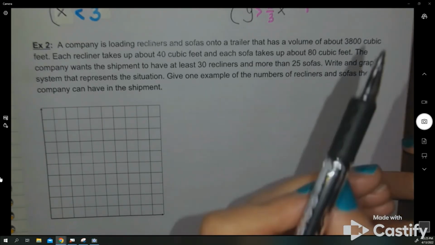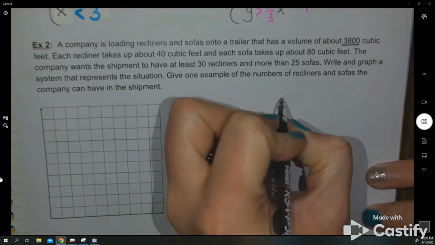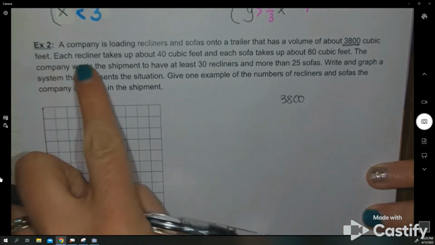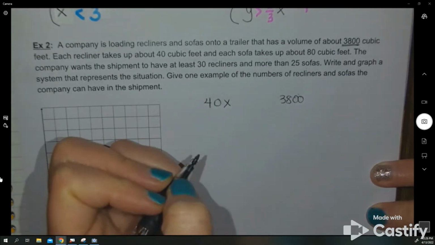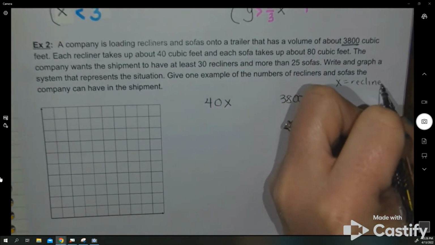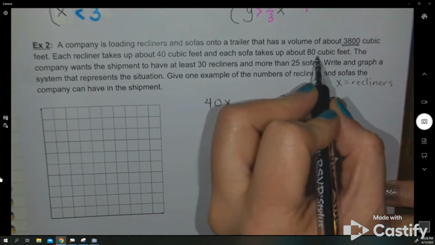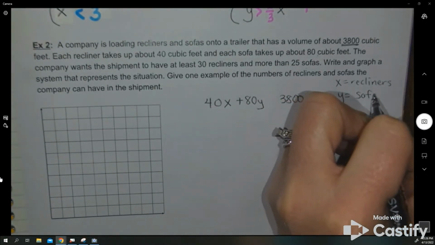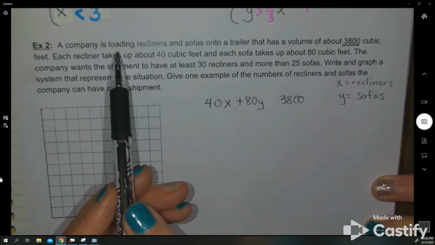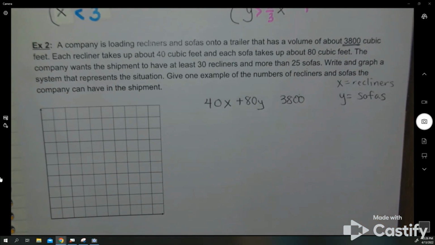So if we're looking at it in general, we know that there are 3,800 cubic feet of available space in this trailer. That's important for my inequality. Recliners take 40 cubic feet each, but I don't know how many I'm going to need, so I'm going to use 40 and use x for recliners. You could use R if you wanted, but I find it easier just to keep with x's and y's and label which is which. I also have to take into account the sofas, which are 80 cubic feet apiece, so they combine. I'm going to use y for the sofas. The volume is 3,800 cubic feet, so we can have exactly 3,800 but we can't have more. So we have to have less than or equal to 3,800 cubic feet for that first inequality.